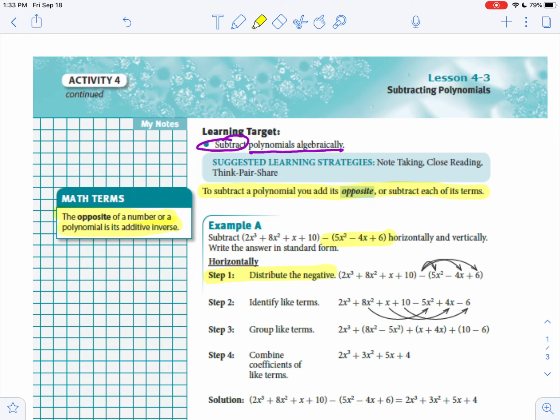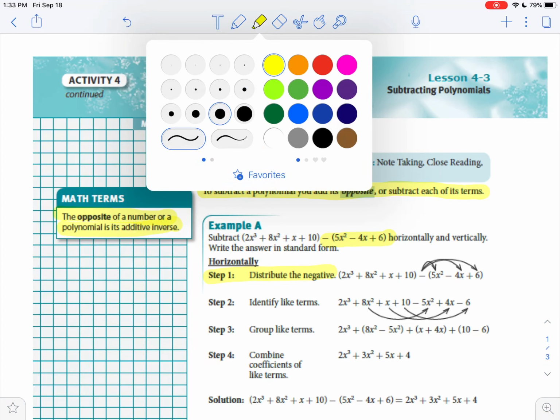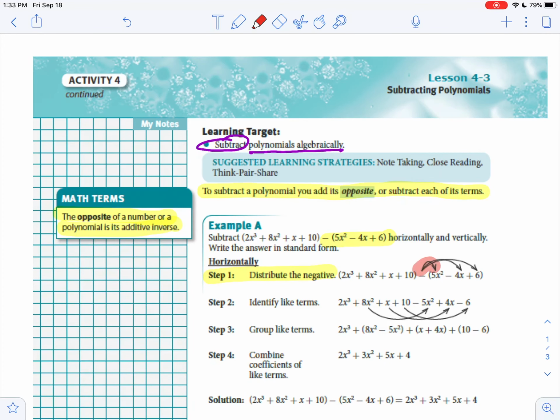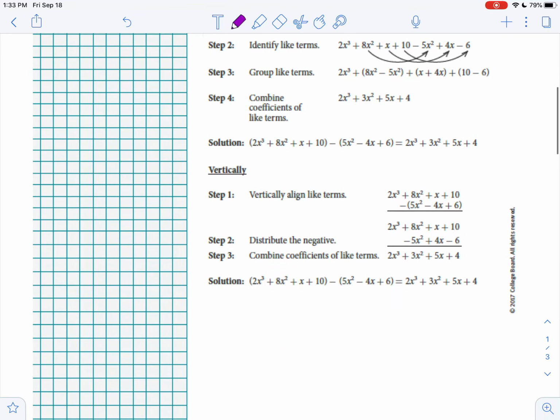So you must distribute. I like the arrows here because they actually make sense. You are distributing, so multiply, multiply, multiply. That's what we're going to do. I'll show you how to do that, and then we'll just combine like terms like we did before. For subtraction, we always make a brand new expression. So let's go down and try a problem.